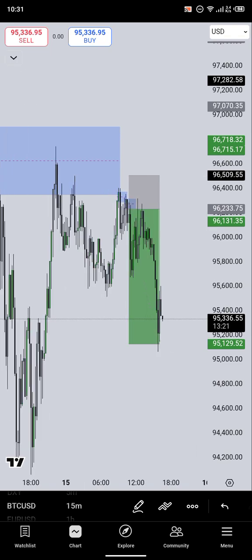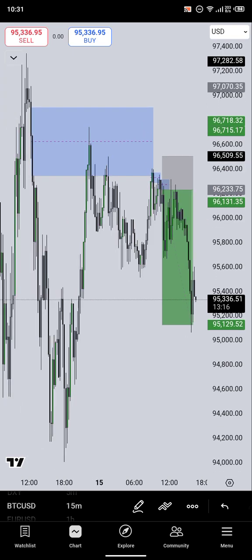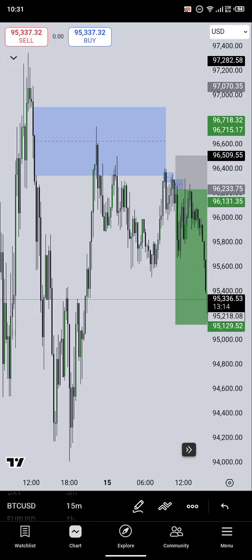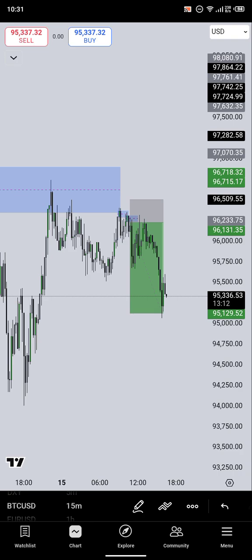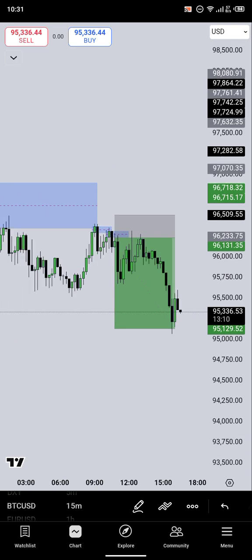So as you can see, short-term sell side liquidity taken out, and then price came into this zone, and I closed at that point for a 1 to 4. So beautiful trade on Bitcoin.